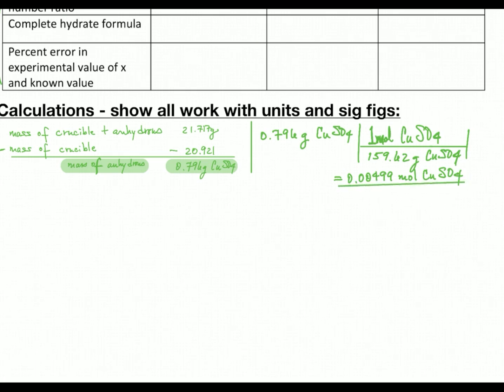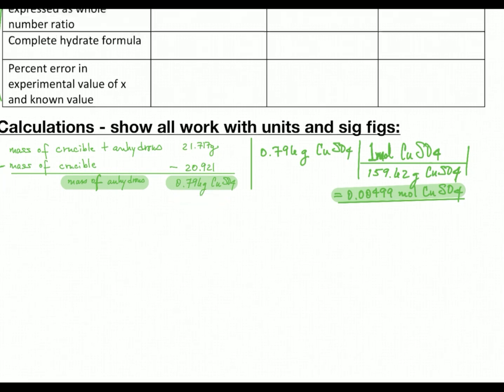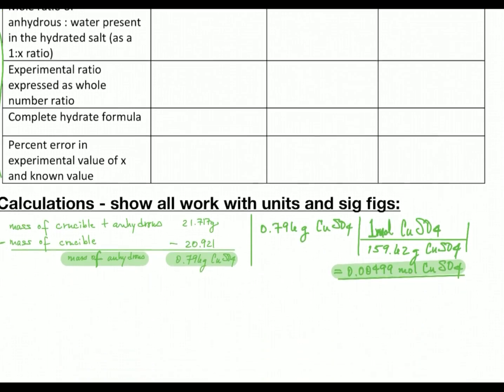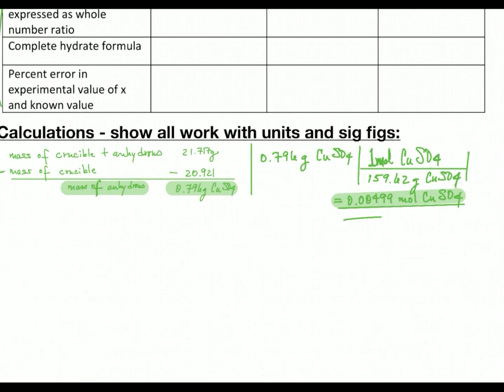All right, so now we know how many moles of the salt were actually present. If we want to be able to get the formula of the hydrate, now we need to know how many moles of water was lost. Well, let's take the numbers we just solved for first and fill them into our table. So mass of anhydrous was this guy, 0.796 grams. The moles of anhydrous we just solved for, and that was the 0.00499.